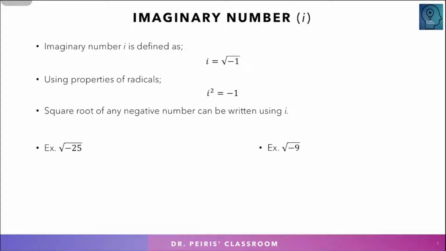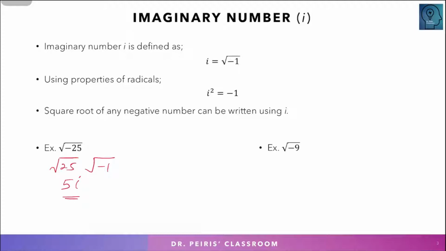To find the square root of -25, you can break it down as the square root of 25 times the square root of -1, and the square root of 25 is 5. And what is the square root of -1? We said that is the imaginary number i. So you can see that the answer came in terms of the imaginary number i. So the square root of -25 is equal to 5i.